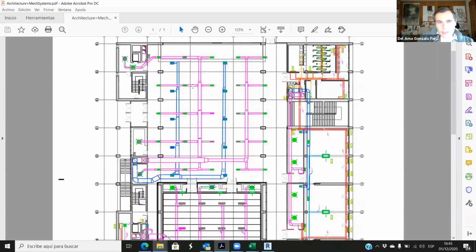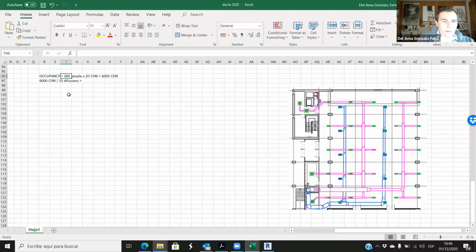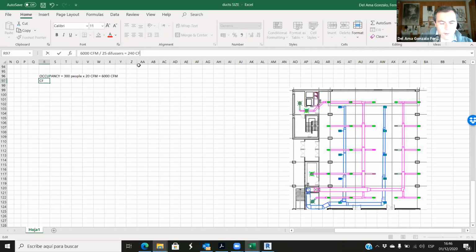So I have copied and pasted this lobby on the Excel file. And now, if you let me know, I will provide you with this file and the occupancy, because each group has a different occupancy. Okay, but let's say that this is 300. So we have 300 people times 20 CFM per person. So it's 6,000 CFM. Then divided by 25 diffusers, because in this lobby we have 25 diffusers. So each diffuser is 6,000 divided by 25, it's 240 CFM. Okay, so each supply diffuser is 240 CFM.